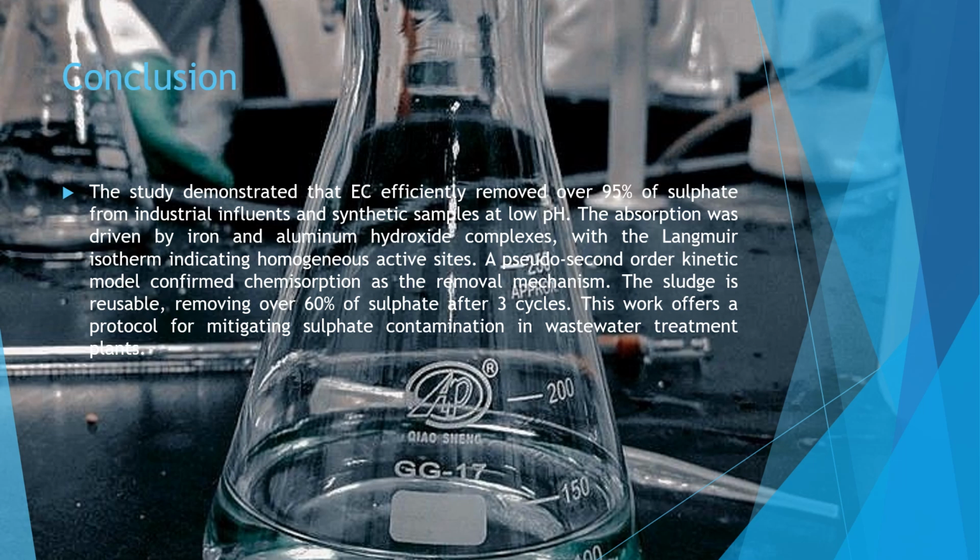A pseudo-second-order kinetic model best explains how sulfates were removed, confirming that it happened through chemisorption. The sludge can be reused up to 3 times, still removing 60% of the sulfates. This research can help develop methods for removing high-level sulfates to protect wastewater treatment plants from contamination and damage.